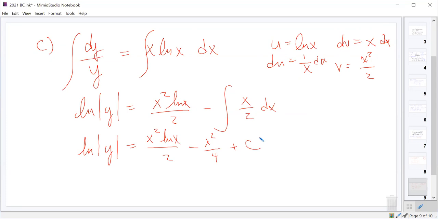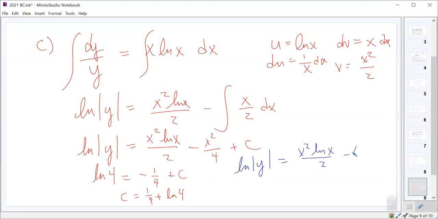Yep. All right, when x is 1, y is 4. So natural log of 4 equals negative 1/4 plus our constant. So our constant is 1/4 plus ln 4. Everybody good there? Yeah? Good. And then plug that back in. Natural log of absolute value of y equals x squared ln x over 2 minus x squared over 4 plus 1/4 plus ln 4. And then we exponentiate. And we end up with y equals, we'll go with 4 e to the x squared ln x over 2 minus x squared over 4 plus 1/4. Good or no?